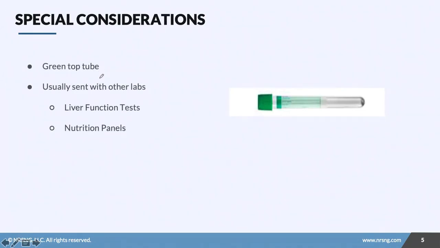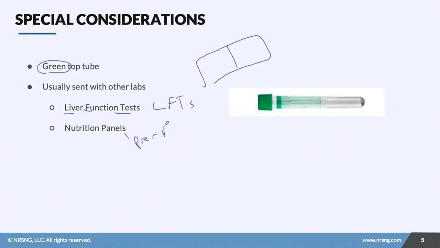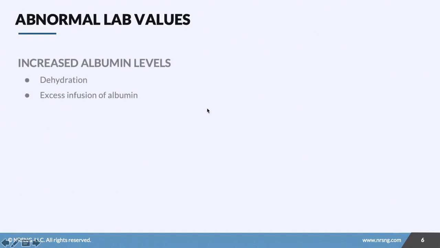All right. So some special considerations. You're going to grab your albumin levels with the green top tube. And it's usually sent with other labs because we're going to be looking at our LFTs, or liver function tests. Why are we going to be looking at that? Well, remember, albumin is produced by the liver. So here's our liver, and the LFTs are going to be sent with that generally, as well as your nutrition panels as we're looking for that pre-albumin. Remember, it's one lab that we can run with it at the same time.